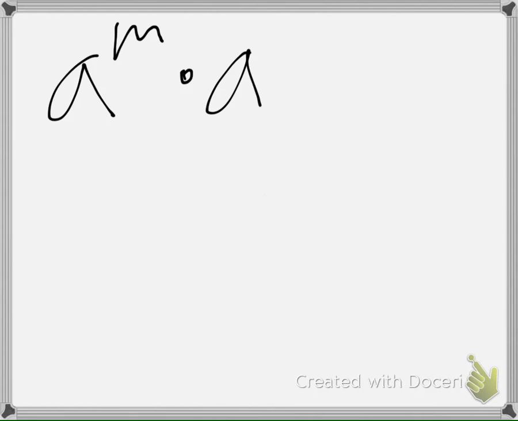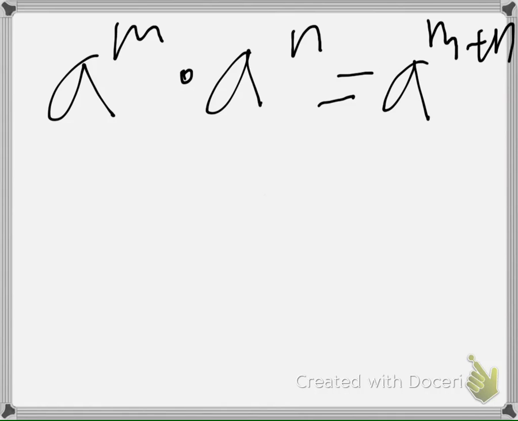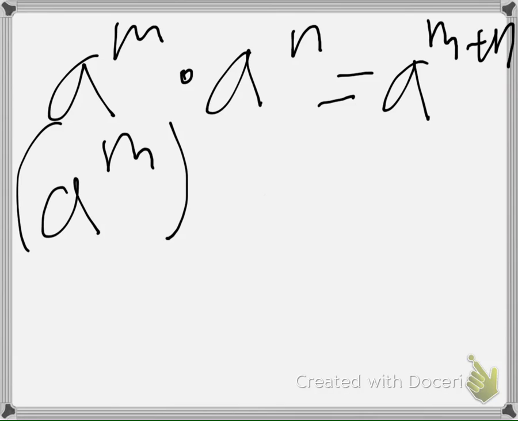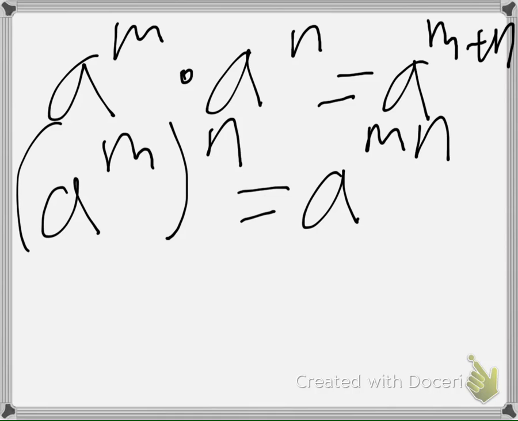Chapter 6, Section 1 requires the multiplication of powers, and there are three different ways to do that. The first way is the product of powers, which is a to the power of m times a to the power of n, which equals a to the power of m plus n. The second way is the power of powers. And the third is the power of product, which goes like this.